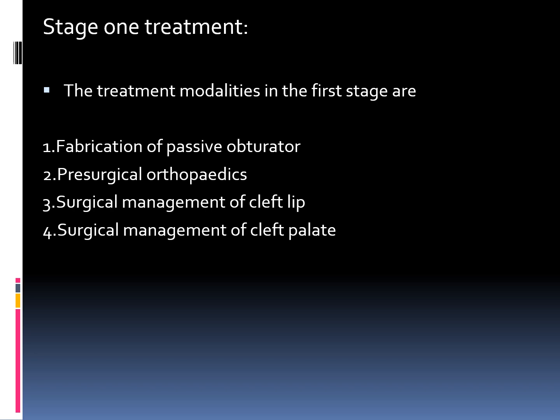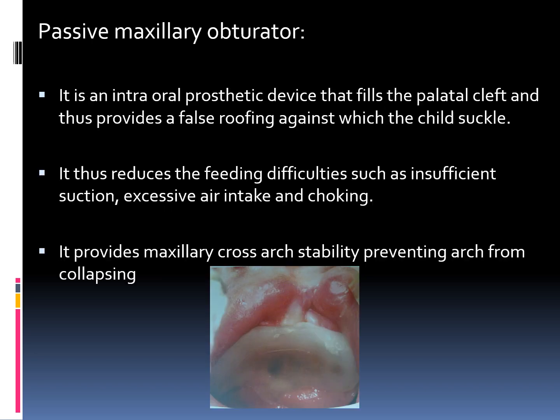So what we do is fabricate an obturator. It is actually like an acrylic plate that we put in the palate. That helps to cover the palate so that the baby can have the suction or grip to drink the milk. Basically, that is the design of it. We will go into more detail about that. So here, do you see? This is called the obturator.